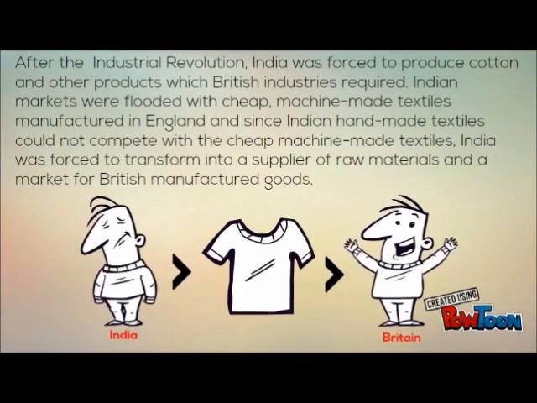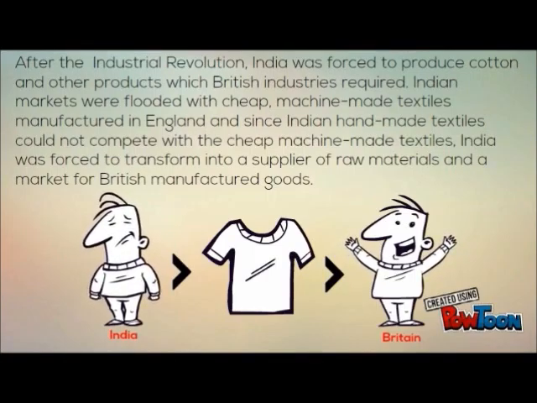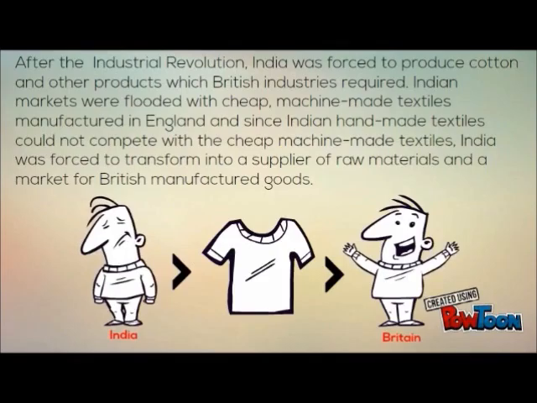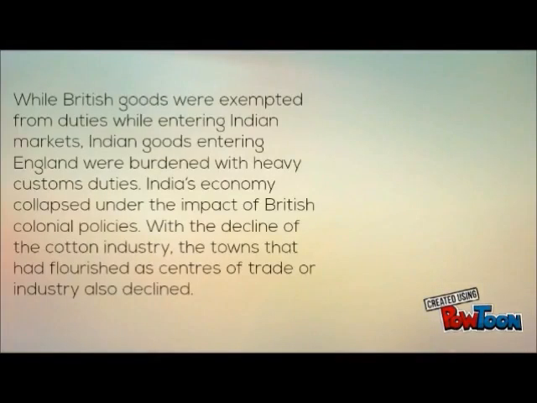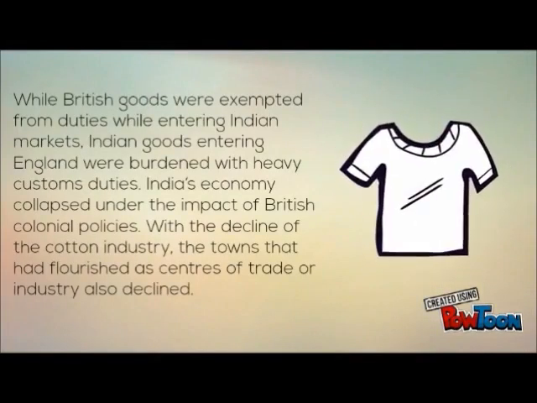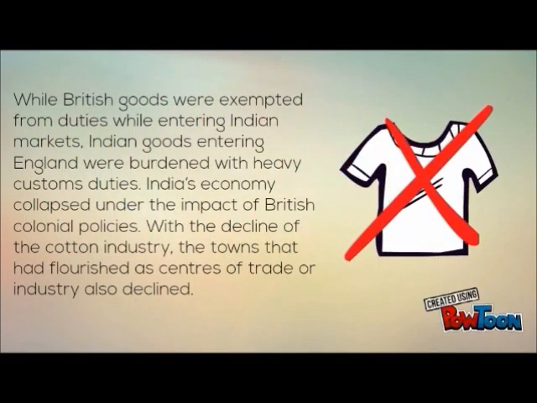Indian markets were flooded with cheap machine-made textiles manufactured in England, and since Indian handmade textiles could not compete with the cheap machine-made textiles, India was forced to transform into a supplier of raw materials and a market for British manufactured goods. While British goods were exempted from duties while entering Indian markets, Indian goods entering England were burdened with heavy custom duties. India's economy collapsed under the impact of British colonial policies. With the decline of the cotton industry, the towns that had flourished as centers of trade or industry also declined.